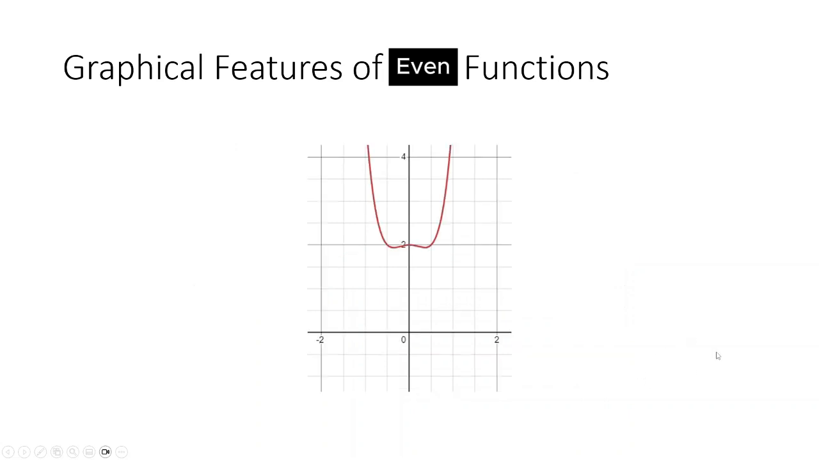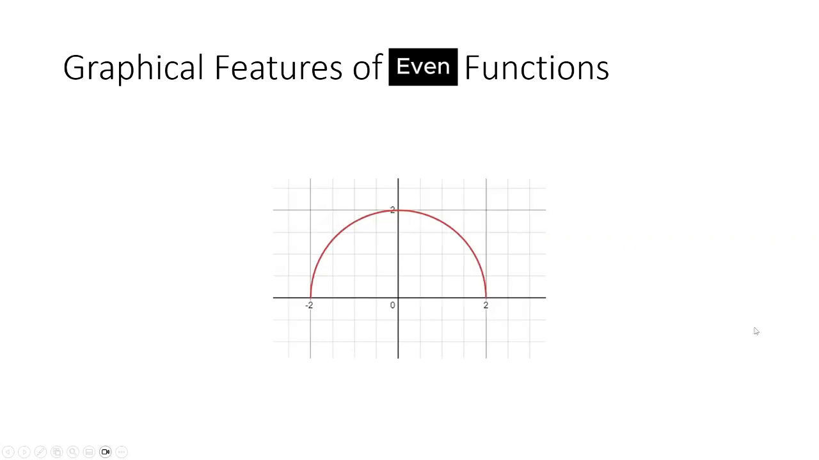Likewise, this is an even function, and its graph also has this property that the right half and the left half are exactly the same mirror images of each other. This is also a graph of an even function. The right half and the left half are exact mirror images of one another.